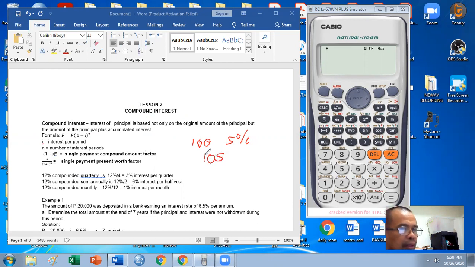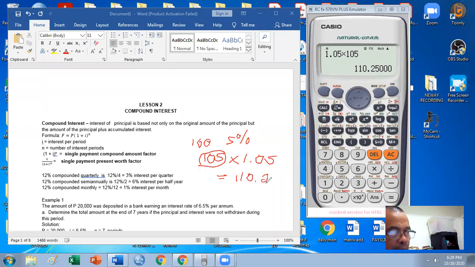Ngayon, after 1 year, mag-i-interest uli ng 5%. So ang magiging bagong principal mo, yung interest saka principal. So this will be 1.05 na. So that will give you what? 1.05 times 105 na. So that gives you 110.25 already. This is 110.25.